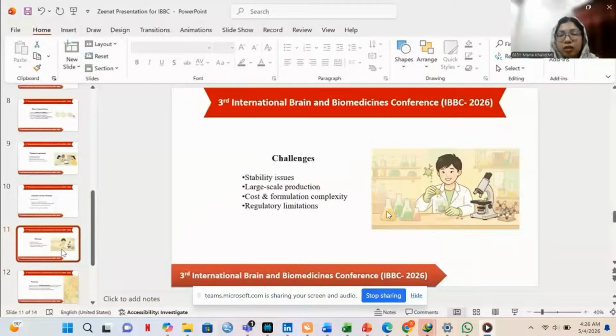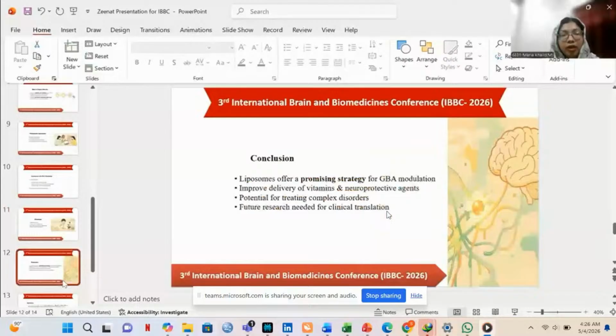Next is the conclusion. Conclusions from this presentation include: liposomes offer a promising strategy for gut-brain axis modulation. They improve delivery of vitamins like vitamin B12 and neuroprotective agents, with potential for treating complex disorders like diabetic neuropathy, neurodegenerative disorders, neuroinflammation, and mental health issues like depression. Future research is needed for further clinical translation.